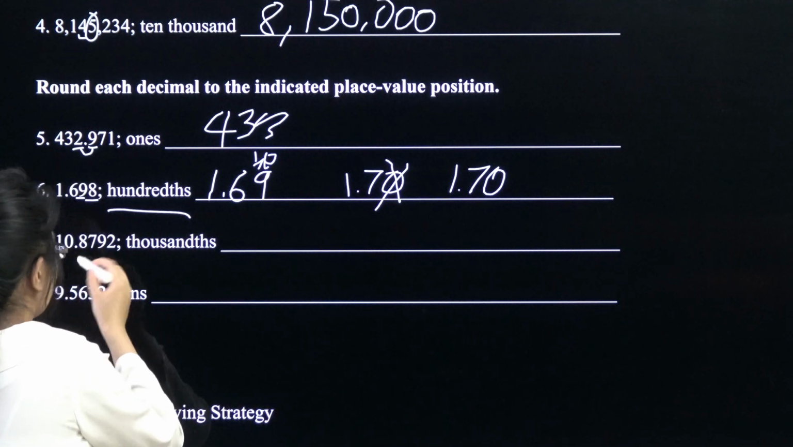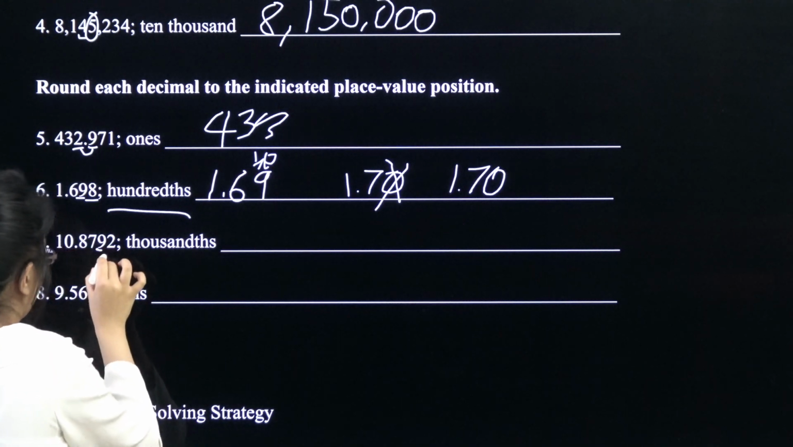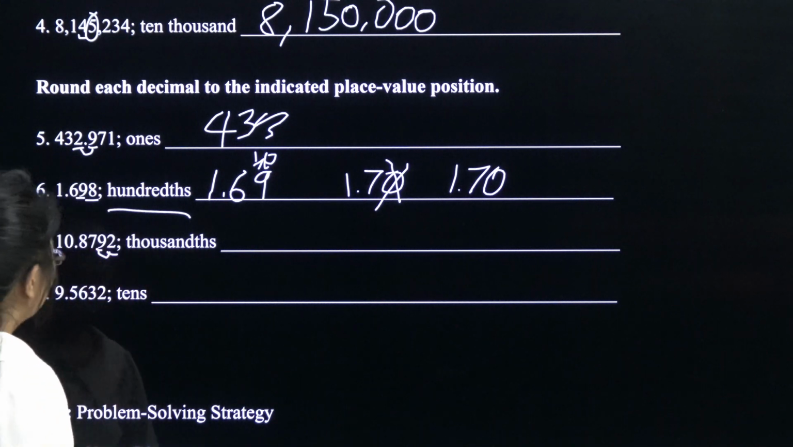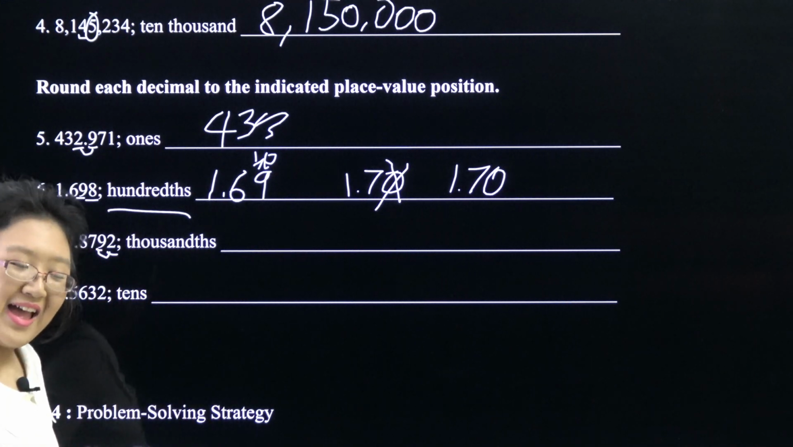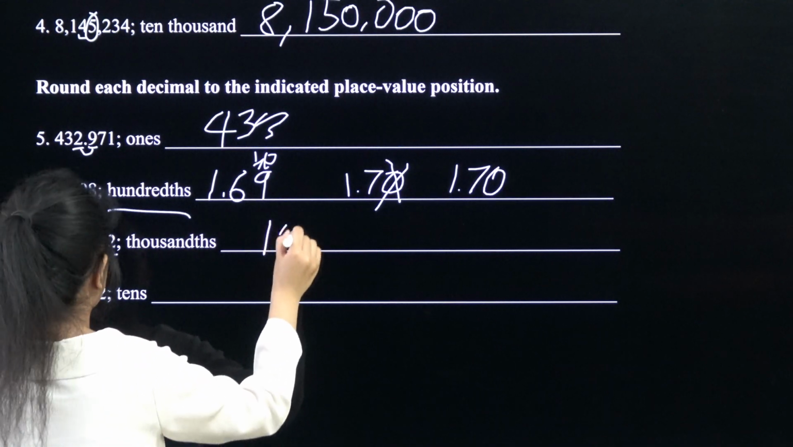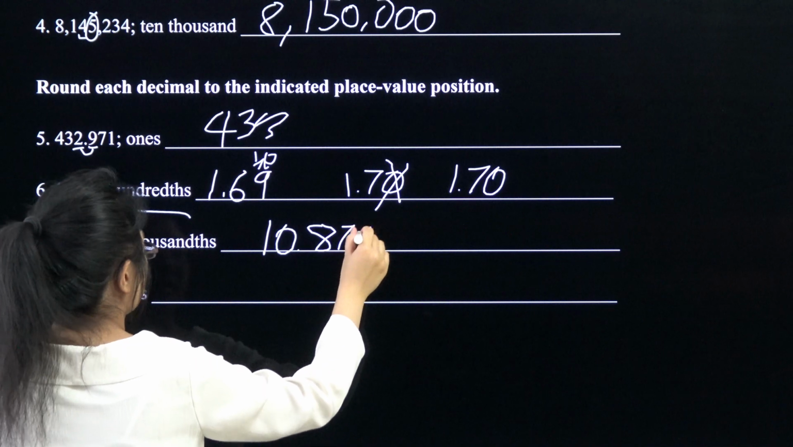Now here, we're rounding to the thousandth place. We move 1 to the right, and we get to the 10,000th place, which is a 2. And with 2's, we round down. So we end up getting 10.879.